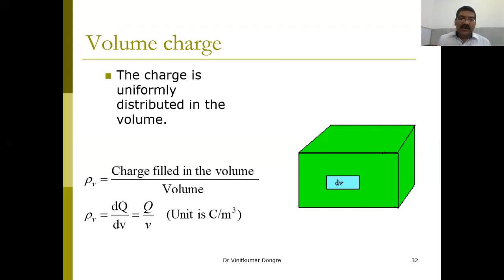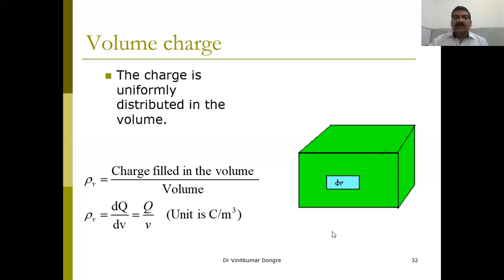If it is not mentioned in the problem, by the unit you can identify which type of charge is there. Coulomb per meter is the line charge. Coulomb per meter square is the surface charge, and coulomb per meter cube is the volume charge. So these are very simple things.